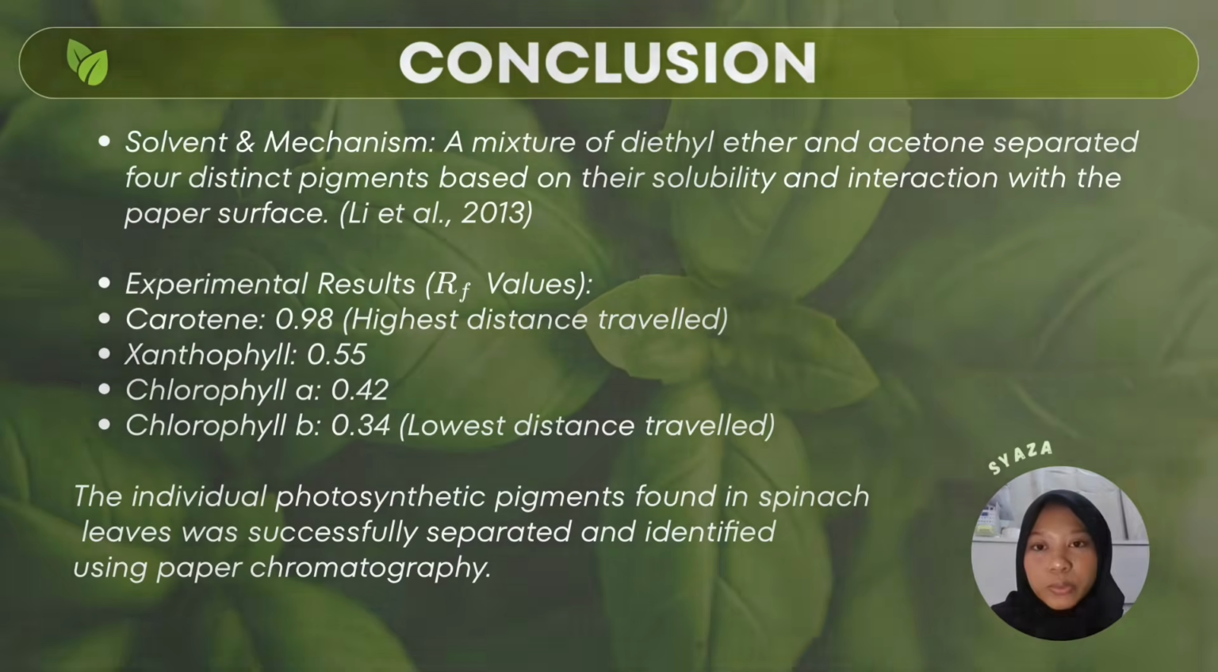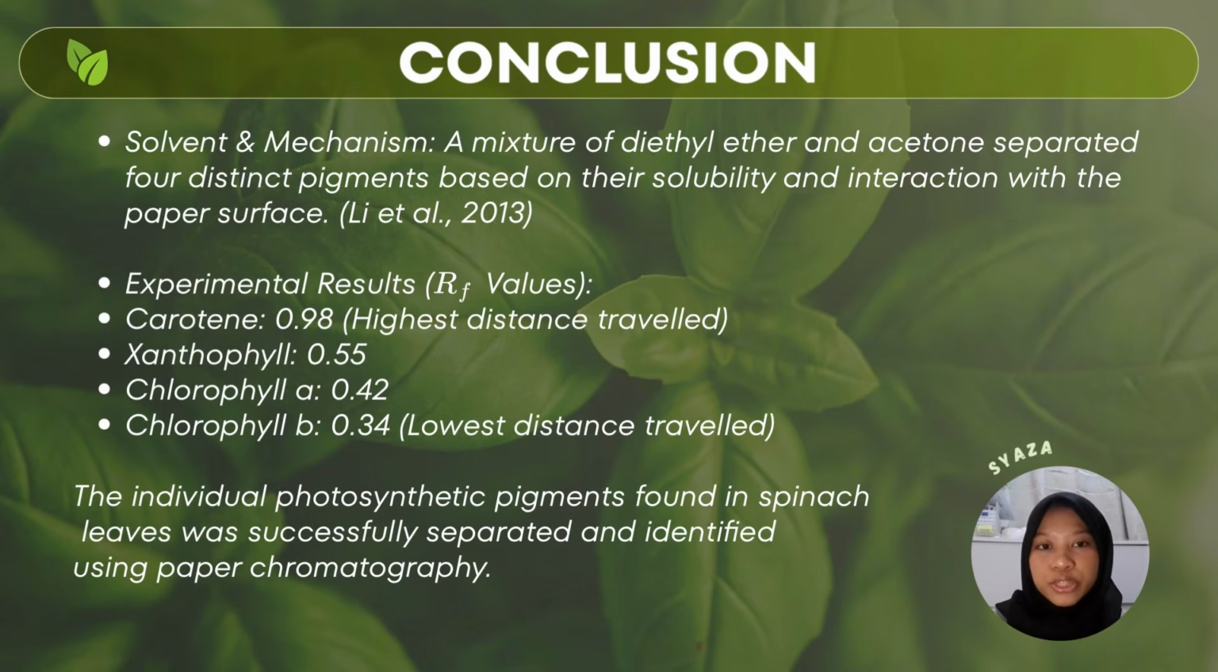So based on the qualitative analysis of photosynthetic pigments in spinach leaves experiment, it can be concluded that paper chromatography is a very effective technique for separating complex mixtures into individual components. By using the mixture of diethyl ether and acetone, this experiment successfully separated the spinach leaf extract into 4 different pigments based on how well they dissolve and interact with the paper surface.